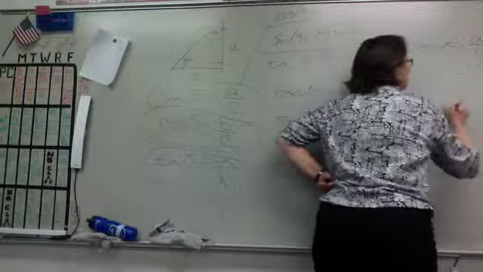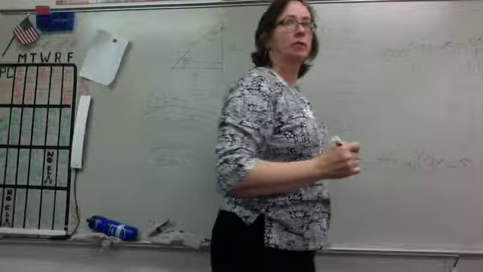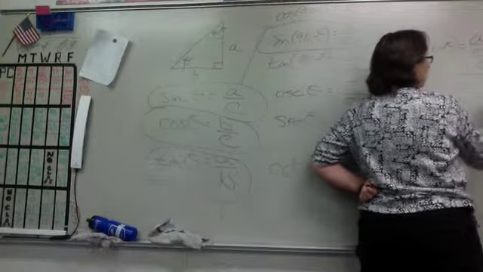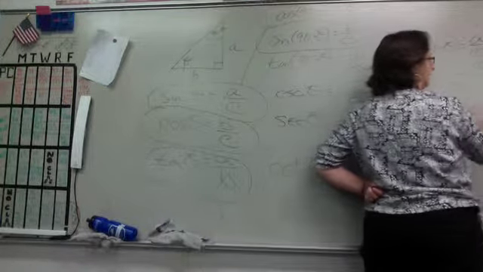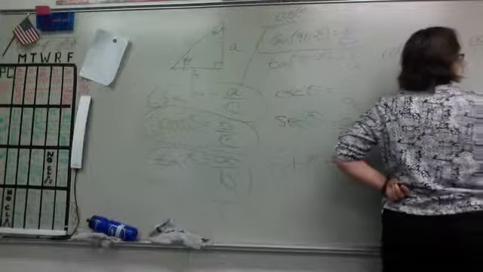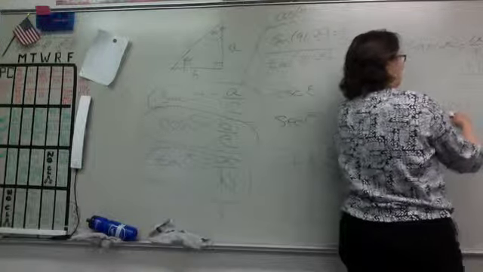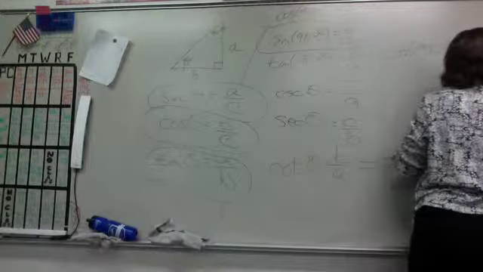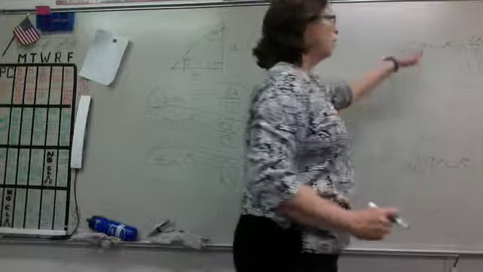All right. What about my 60? The cosine of 60 is 1/2. The sine of 60 is square root of 3 over 2. And the tangent of 60 is going to be the sine over the cosine, which is square root of 3. Okay? Then I could go on and do the rest of them.